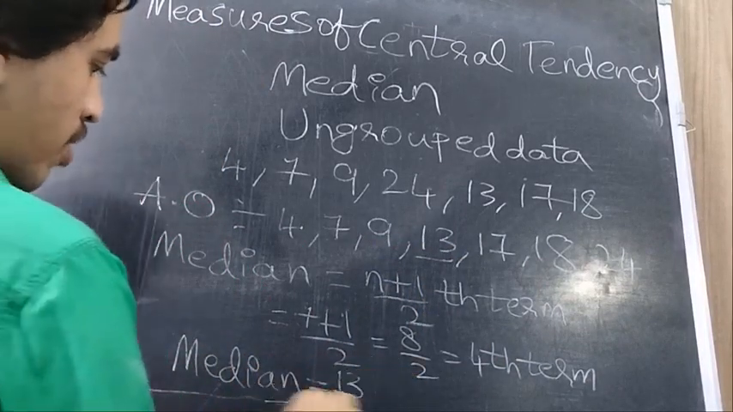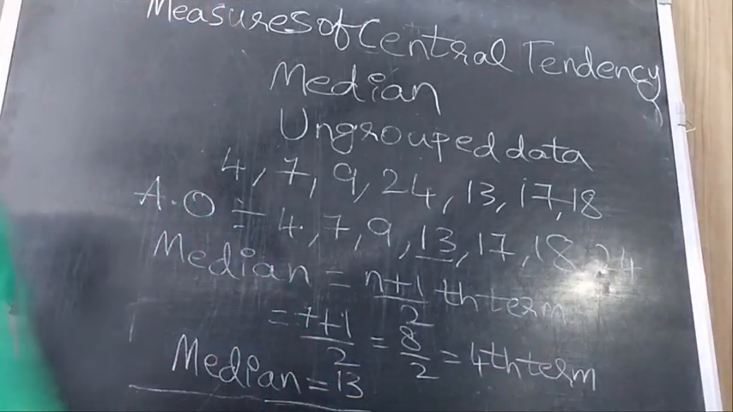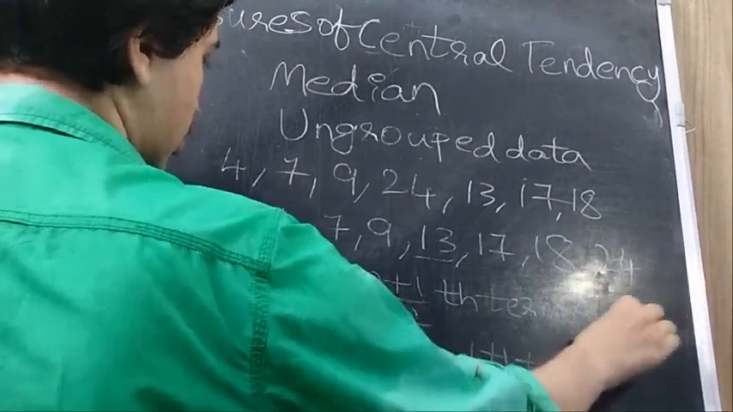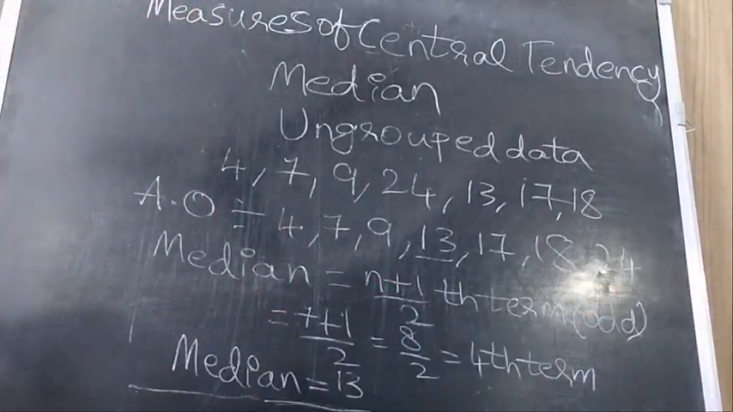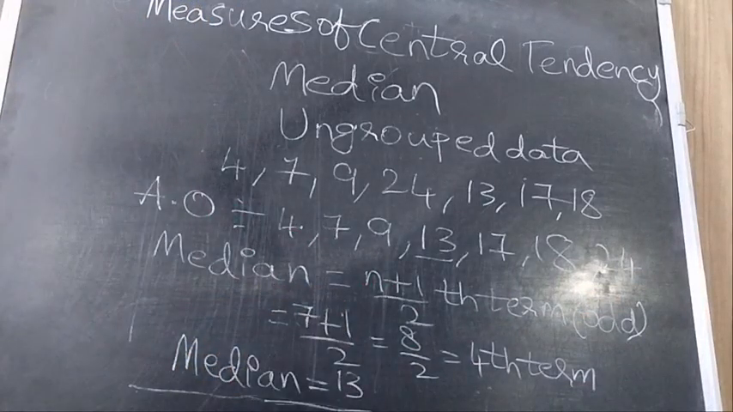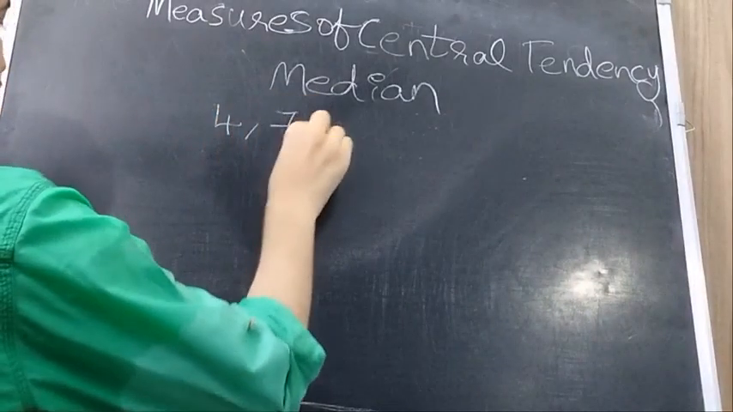Here you have to be very careful. It is the 4th term, not the 4. And this formula is used if n is odd, in ungrouped data only. If n is even, we will see what happens.